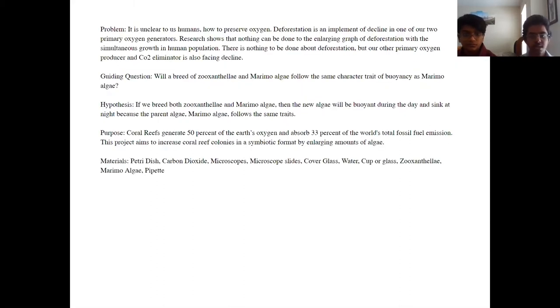Before we talk about the experimentation procedure, let me tell you a few of the materials you're going to need. For this experimentation procedure, you're going to need a petri dish, carbon dioxide, a microscope, microscope slides, a cover glass, water, zooxanthella, Marimo algae, and a pipette.